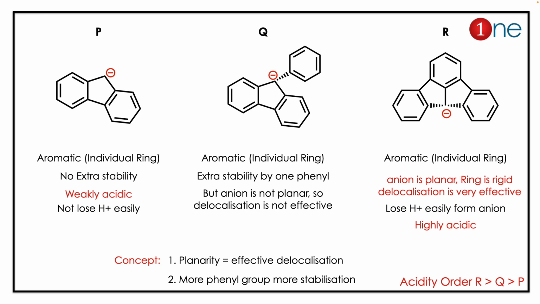Here R, it is aromatic and delocalization is very effective because of the rigid planar ring. So H+ will be lost easily, forming the anion. So it is highly acidic. So the acidity order will be R, Q and P.